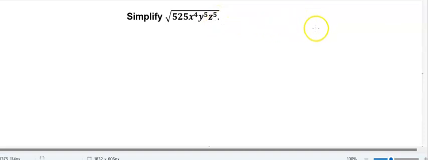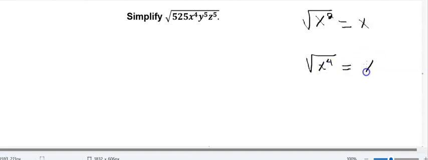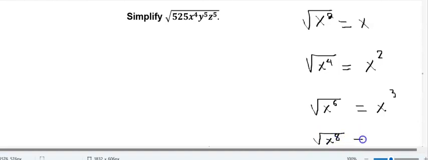Okay, so one thing that we talk about: if you take the square root of x squared, it's going to equal x. You all agree? If you take the square root of x to the 4, what does it give you? X squared. Okay, hopefully now we see the patterns. Well, what happens if I take the square root of x to the 6? What do you think is going to give me? X to the 3rd. Good. And what happens if I take the square root of x to the 8? X to the 4th. Okay.